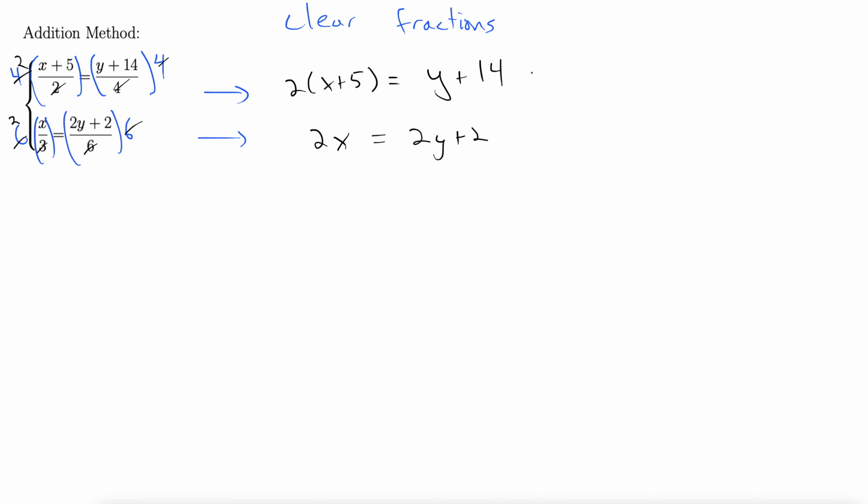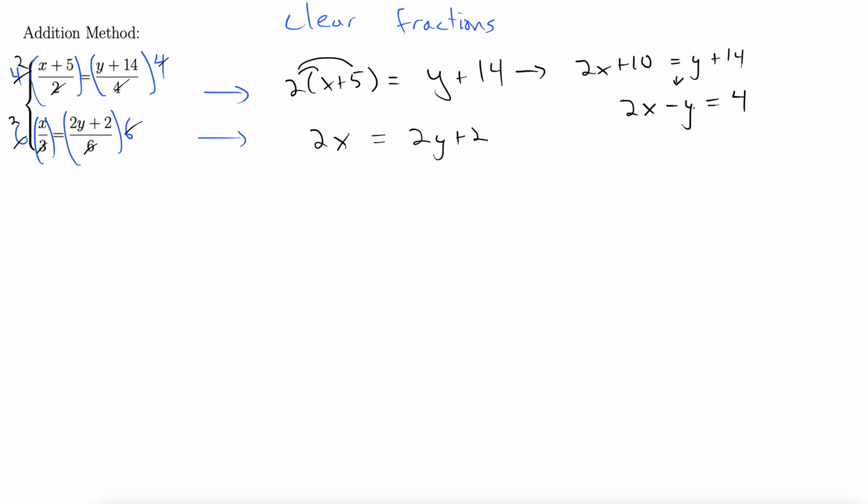Let's clean these up a little more. I'm going to distribute the 2 here. That gives us 2x plus 10 equals y plus 14. We want to get the x and the y on one side, everything else on the other. So I'm subtracting y from both sides: 2x minus y. I'm going to subtract 10 from both sides, equals 4. Okay, so there's that one.